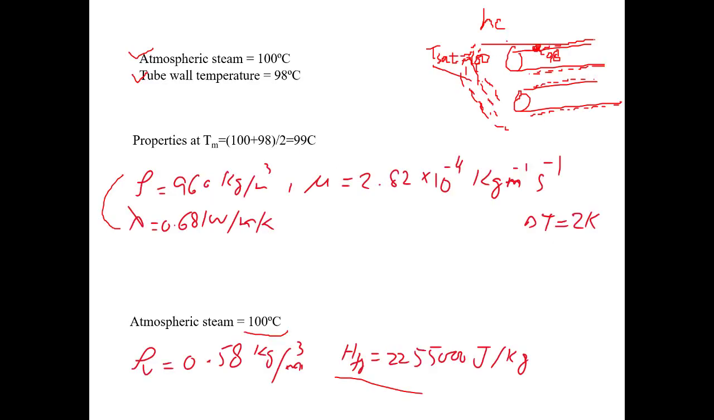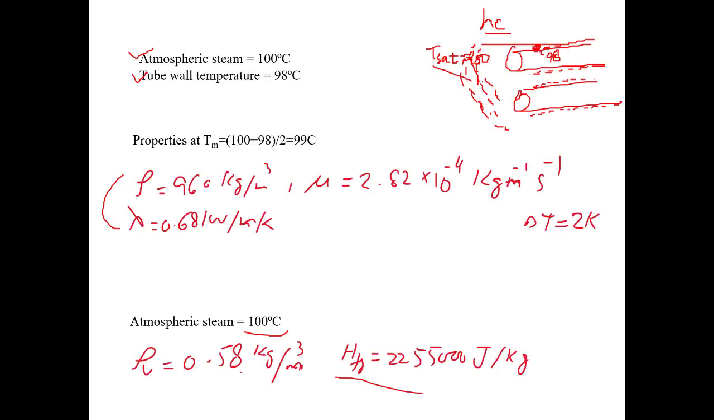Okay, so we know these properties. Now we need to calculate what is HC. Okay, so how can we calculate HC? As I said before, we can use the Nusselt equation like we discussed in our lecture, and the Nusselt equation for one tube can be given here. Okay, so we have a range of properties. We know the diameter of the tube, we know the delta T of the system.